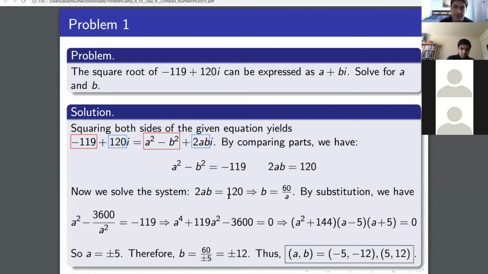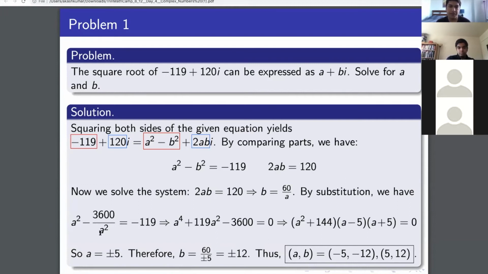So if you have 2ab is 120, then that's the same thing as b is 60 over a. So you can substitute that into this squared equation. So b squared is 60 over a squared. So that's 3600 over a squared. Multiply everything by a squared. So the a squared becomes a to the fourth.